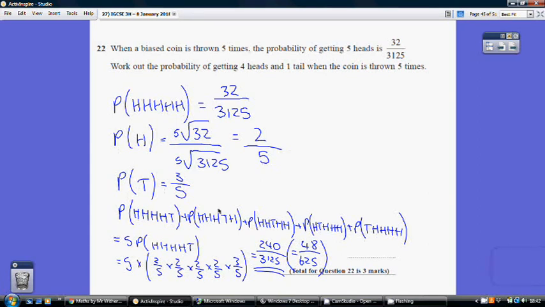So we don't have to work out each of these brackets individually. We can just work out any one of them and multiply that by 5 because all 5 are the same. So what I'm going to do is to work out what 5 lots of this first bracket is. So the 5 lots of heads 2/5, heads 2/5, heads 2/5, heads 2/5, tails 3/5. So multiplying that out, I get 240 over 3125, or if you want to simplify it, that's 48 over 625.